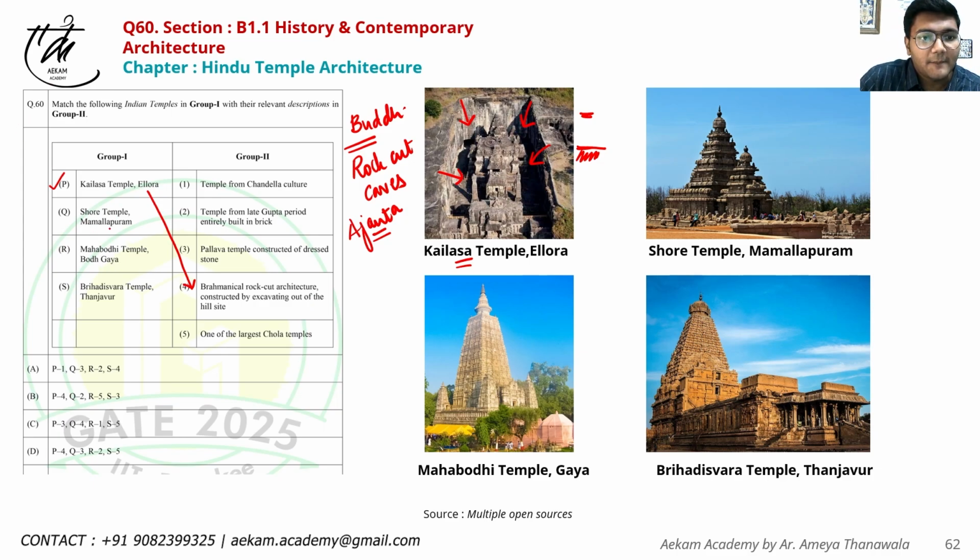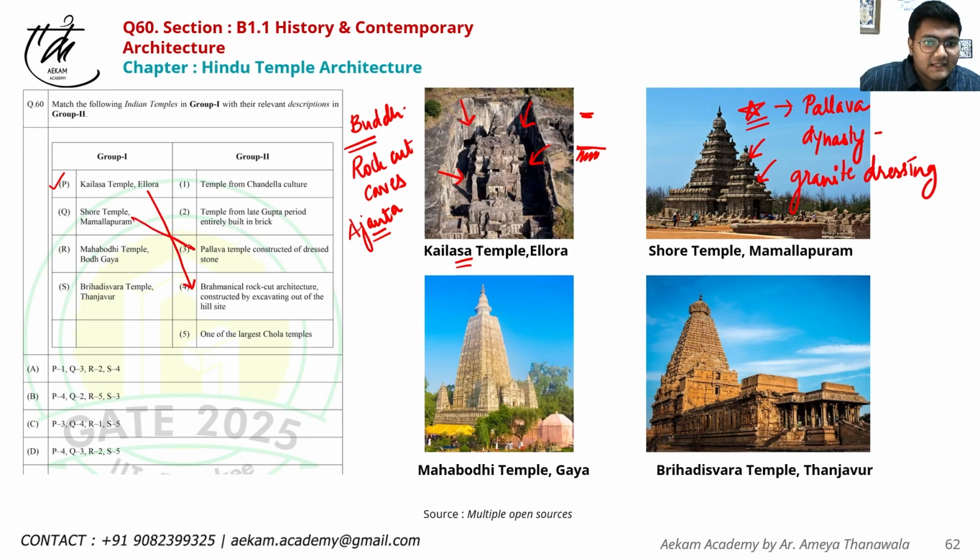Q, Shore Temple, Mamallapuram. Shore Temple, again, a very unique and distinct and a very famous landmark which is there. This belongs to Pallava dynasty. Rajasimha was the king, and there is very ornamental granite dressing. It is very famous for granite dressing. So the correct option here would be Pallava temple constructed of dressed stone.